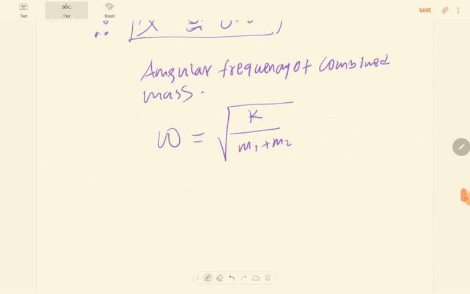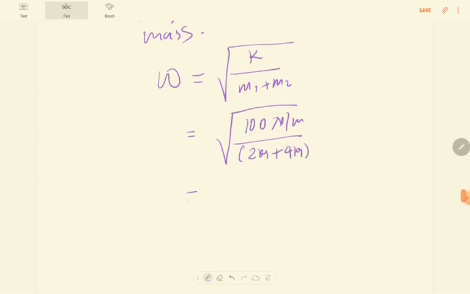And from this what do we get? This is the square root of 100 Newton per meter divided by 2 kg plus 4 kg. Of course, using simple calculation, since I worked it out beforehand, you can cross check the result. You'd get about 4.1 rad per second. Don't forget, since it is angular frequency, it should be expressed in rad per second. That would be the angular frequency.